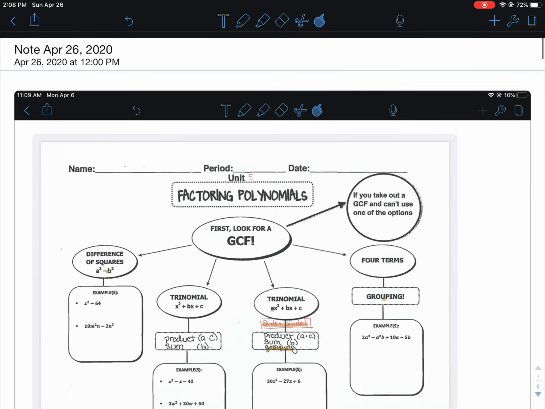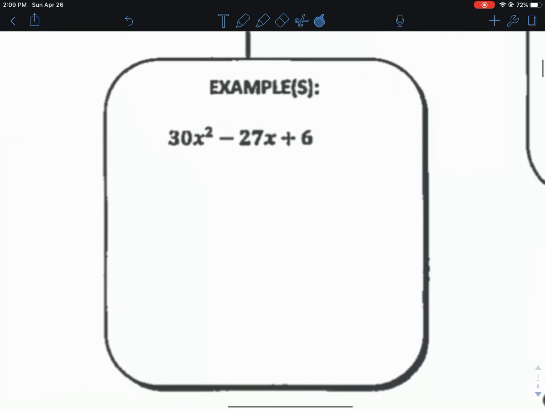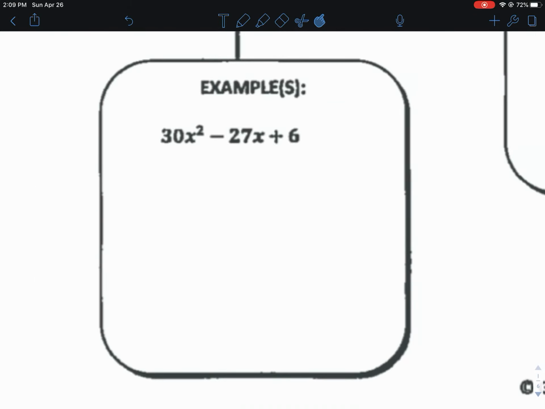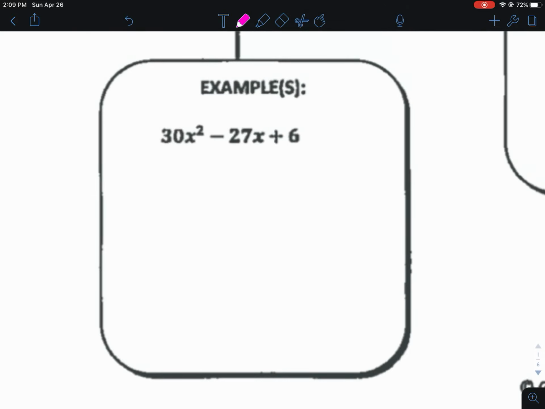All right, if you're still with me, let's fill in the one in your notes here, and then you can try some practice. So 30x squared minus 27x plus 6. Again, what we need to remember is always look for a greatest common factor. So I'm going to look for a greatest common factor, and I think it's 3.